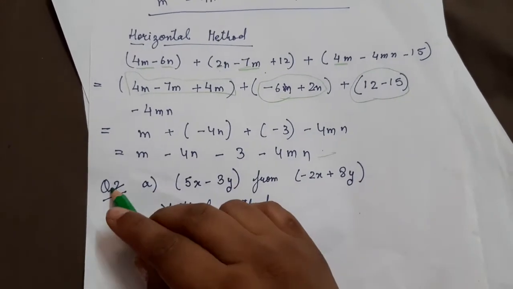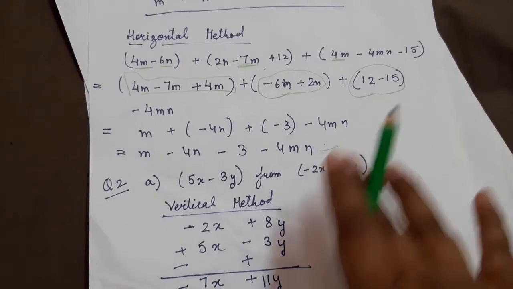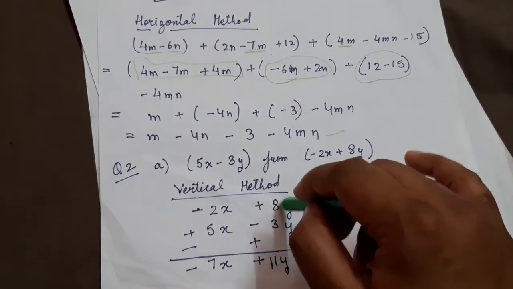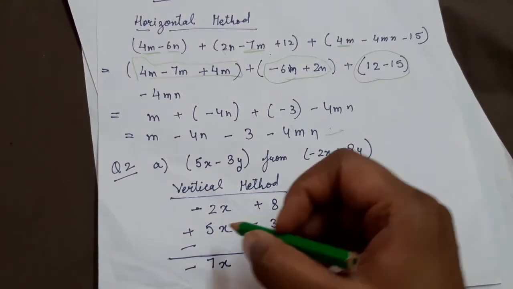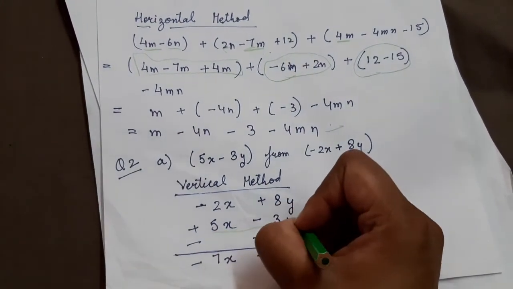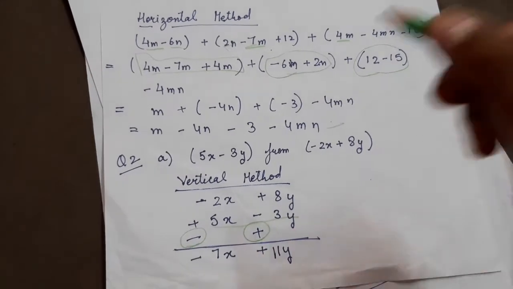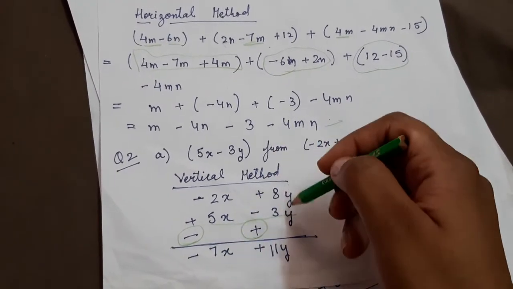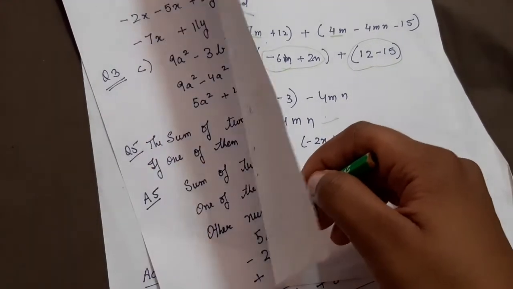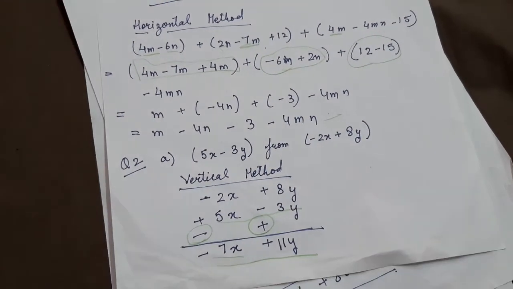Now let's see question 2. It says subtract 5x minus 3y from minus 2x plus 8y. Vertical method. Now what is the difference in adding and subtracting? First we'll write minus 2x plus 8y, then 5x minus 3y. The difference is we will change the sign of the expression we have written second. So this is plus, we'll write minus. This is minus, we'll write plus. And similarly we'll write only the like terms. So now it becomes minus 5x minus 2x, that is minus 7x, plus 3y plus 8y, it is 11y. So the answer is minus 7x plus 11y.